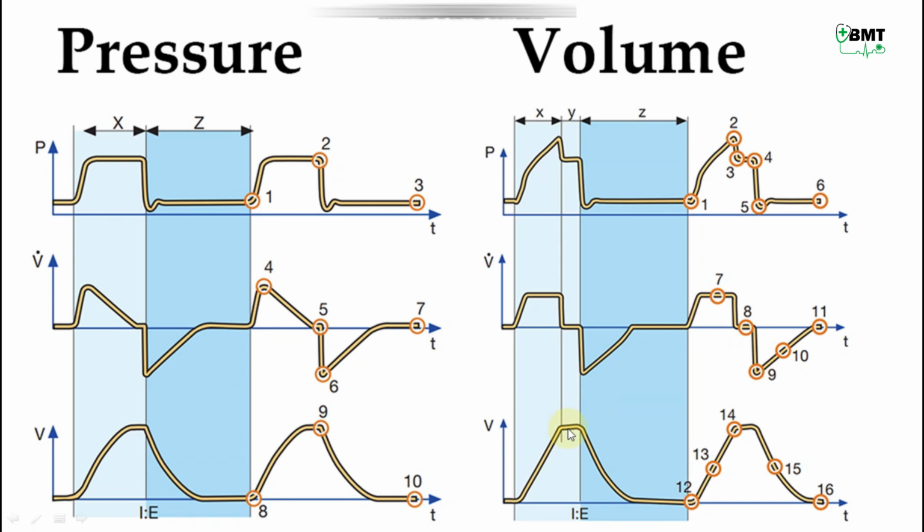And then the pressure is constant for some time and flow is stopped. So volume and pressure is constant at the same time. This pause between inspiratory and expiratory cycle is called as plateau pressure.